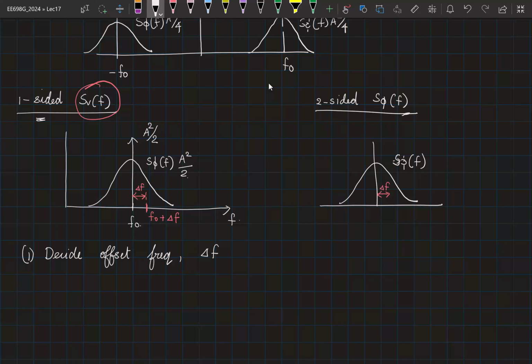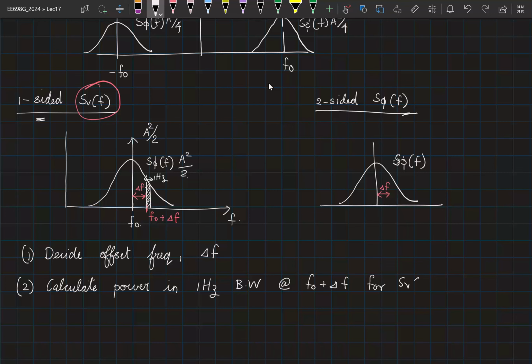Once you have the offset frequency delta f, you calculate the power in a 1 Hz bandwidth at f naught plus delta f. So you look at the 1 Hz bandwidth here, and you calculate how much power is there in this band. And this is done for SV of f. What do you think the next step should be?